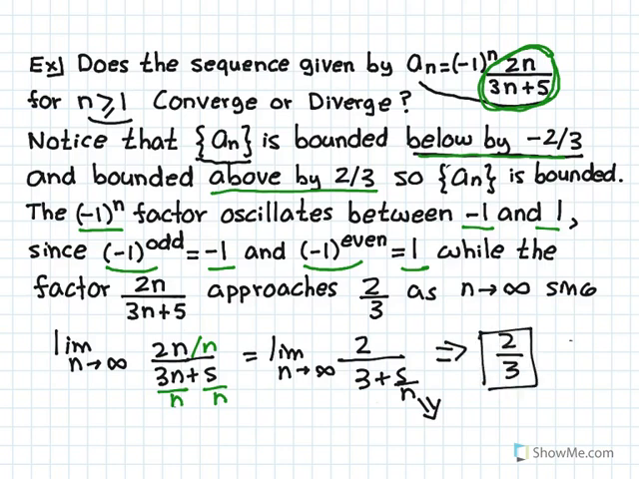So you can see how this sequence is bounded above by plus 2/3 and bounded below by negative 2/3. The reason we have these two limits is that we have the oscillatory factor (-1)^n that produces negative 1 when n is an odd integer, and plus 1 when n is an even integer. So this sequence diverges, because for a sequence to converge, it has to have only one limit. It can't oscillate between two different limits.